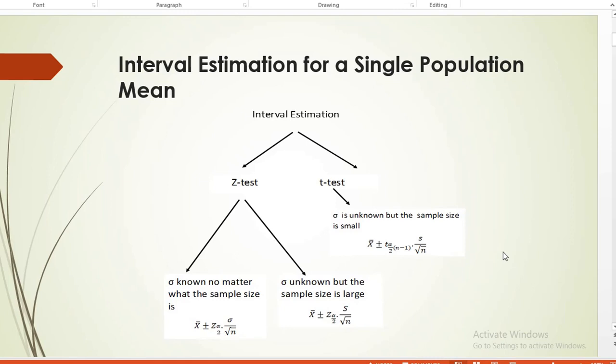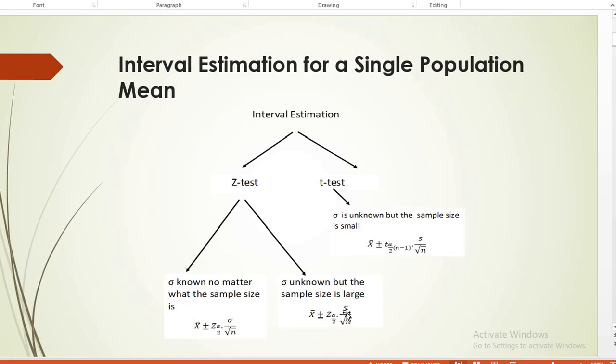So there is only one case where we have to use the t test. What's the condition of the t test? Sample size should be small and the variance should be unknown. It means we have to obtain an estimate of the population variance from the sample. That is why we have to place small s in place of capital S.